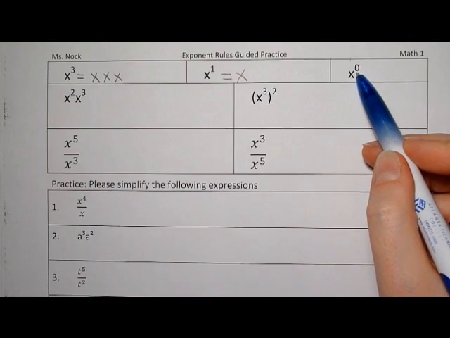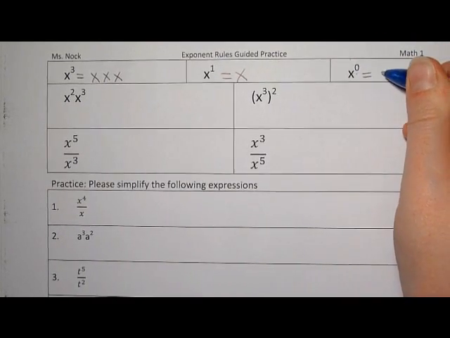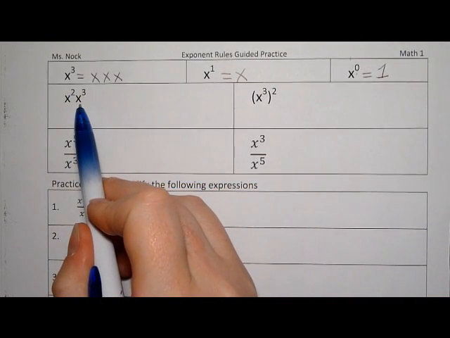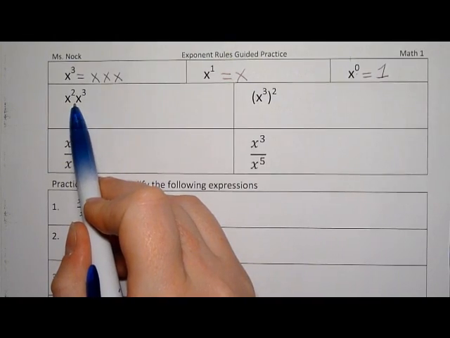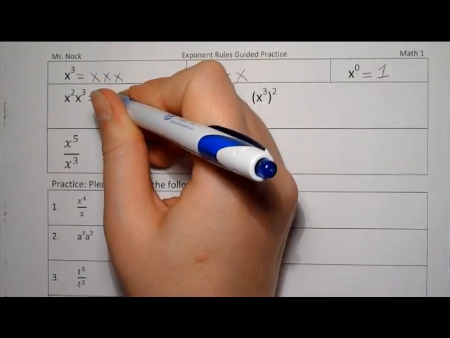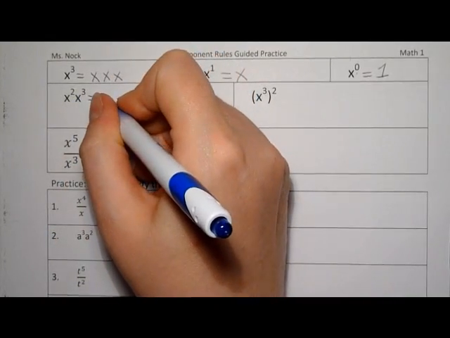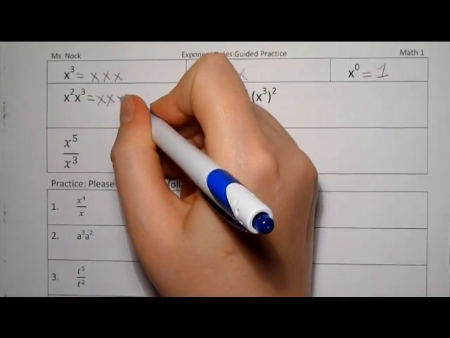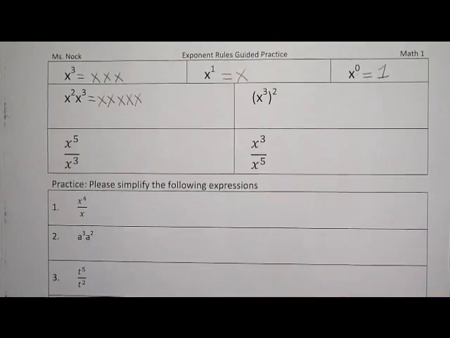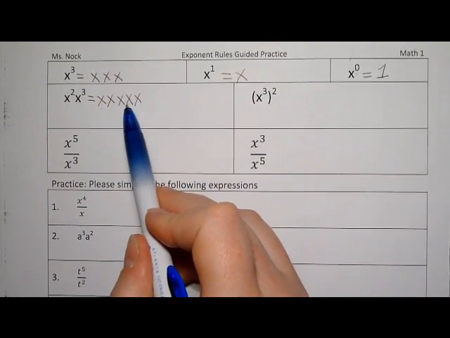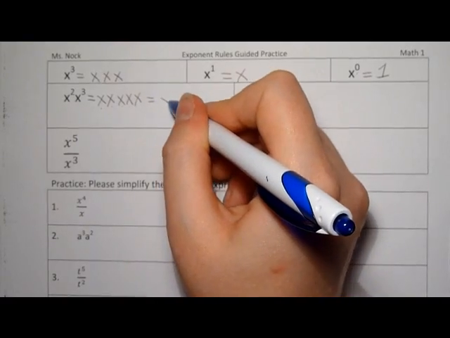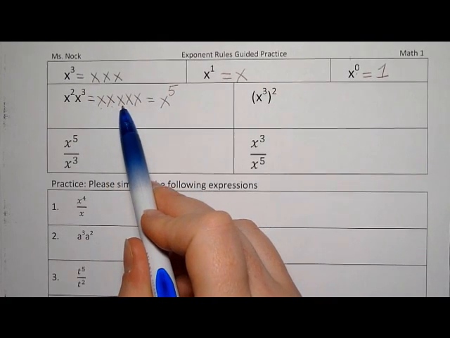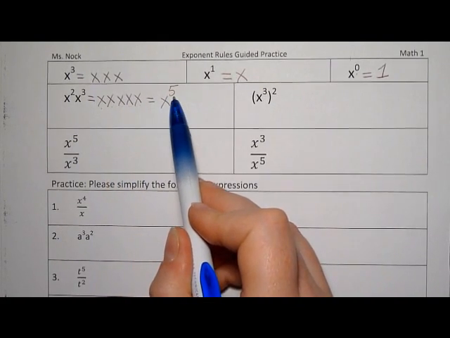When you see an exponent of 0, anything raised to the power of 0 is simply 1. When you have the same base being multiplied together, we can expand this: x squared is expanded to x times x. X cubed is x multiplied together 3 times. Now, when I count up how many times x is being multiplied together, I can use an exponent to show that it is 5 times multiplied: 1, 2, 3, 4, 5, with an exponent of 5.